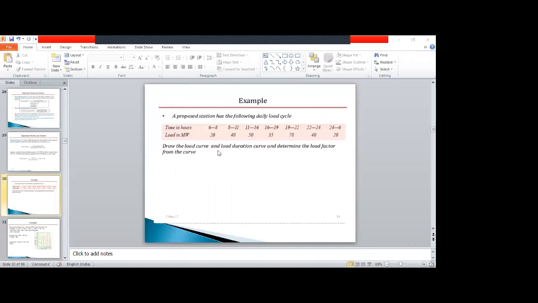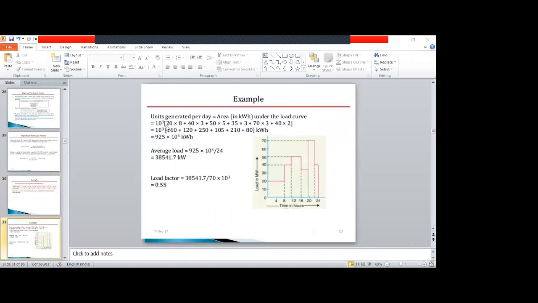Okay. Since it is given in megawatts, we have multiplied by 10 to the power 3. So what we get will be in kilowatt hour. Clear? If you had substituted each part 20, 40, 50, etc. into 20 into 10 to the power 6, you would have got watt hour. So we have done into 10 to the power 3, and you will get kilowatt hour. Simplify this, and you will see that you get 925 into 10 to the power 3 kilowatt hour. This many units are being generated. This we have obtained from the load duration curve.